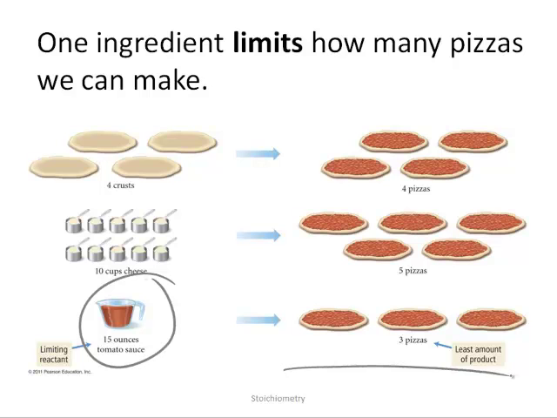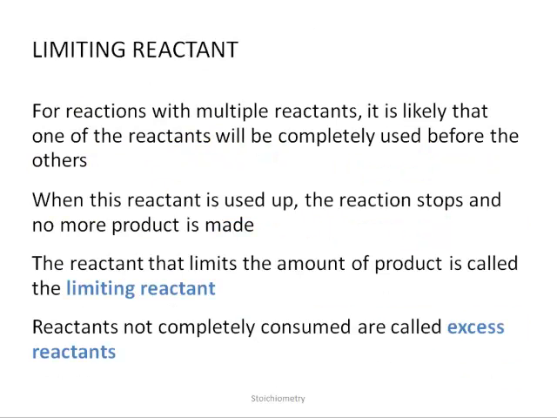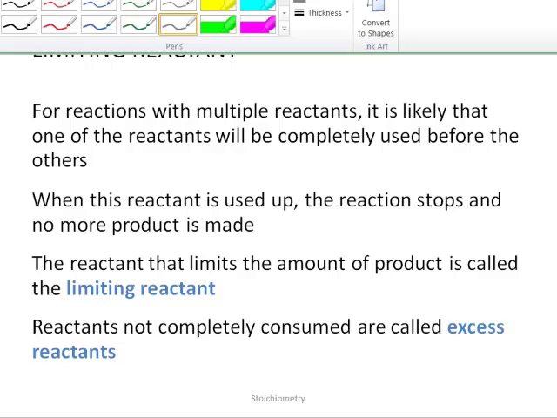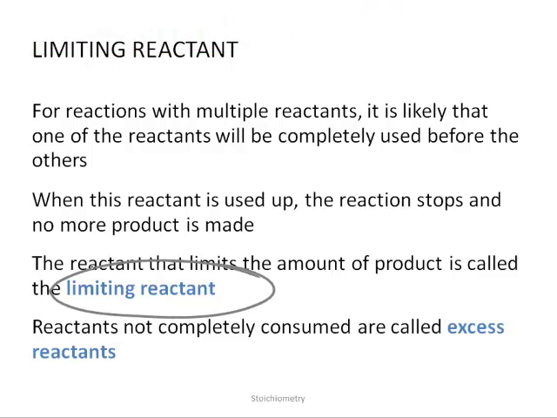It gives us the least amount of product, least amount of pizzas, and so that tells us how many pizzas we can make. And that same thing is true for chemical reactions. One of our reactants, if there's more than one, will limit how much product we can make. We refer to that as the limiting reactant or limiting reagent.